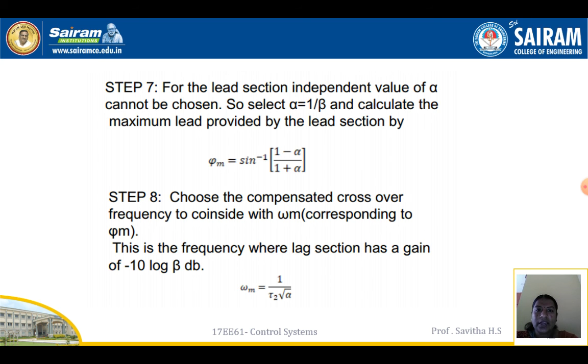Step 7. For the lead section, an independent value of alpha cannot be chosen. So select alpha is equal to 1 by beta and calculate the maximum lead provided by the lead section by phi m is equal to sin inverse of (1 minus alpha) divided by (1 plus alpha). Step 8. Choose the compensated crossover frequency to coincide with omega m, that is corresponding to phi m. This is the frequency where the lag section has a gain of minus 10 log beta decibels.